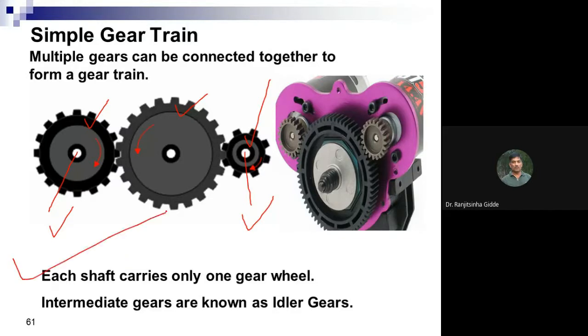Okay. And intermediate gears are known as idler gears. So this one is the intermediate gear which is connected to compensate this distance. The same is shown in the image. Somewhat different image is there, but we can understand it clearly that in a simple gear train only one gear is mounted on each shaft and power is transmitted from one shaft to the other.